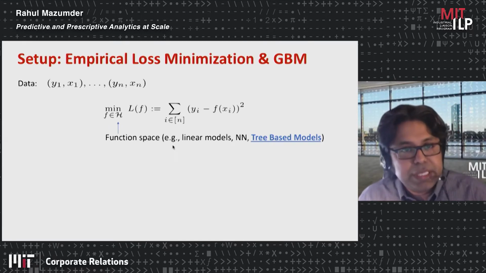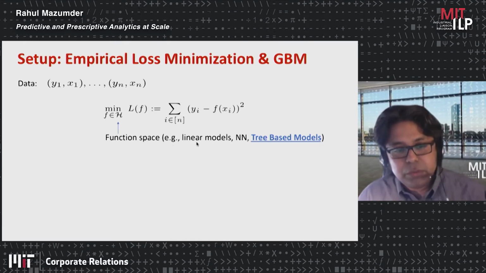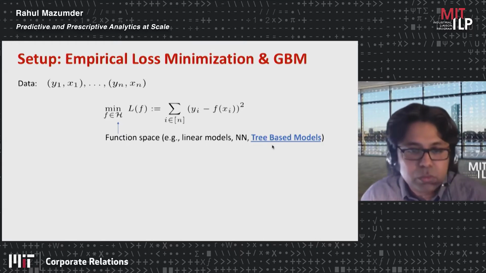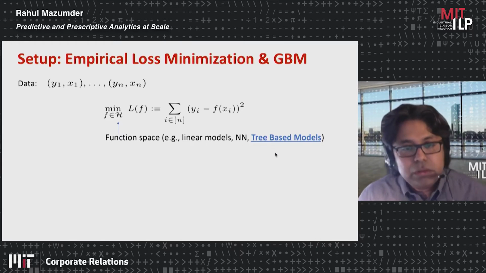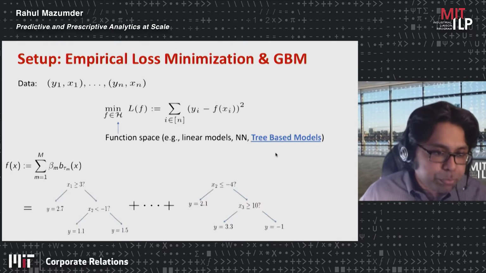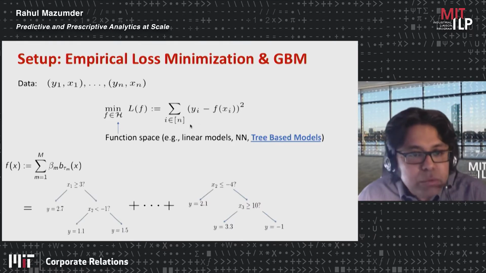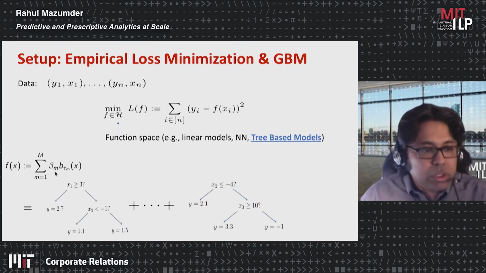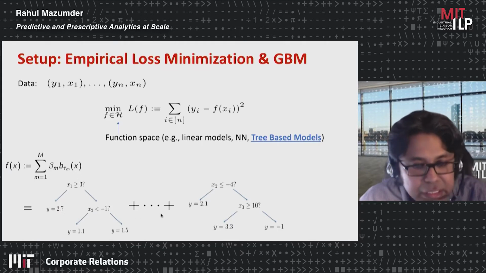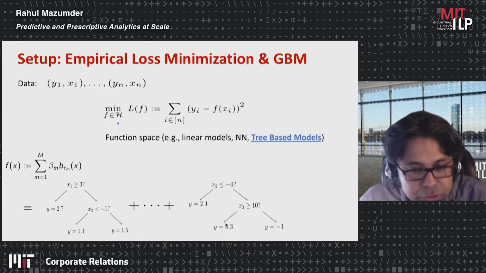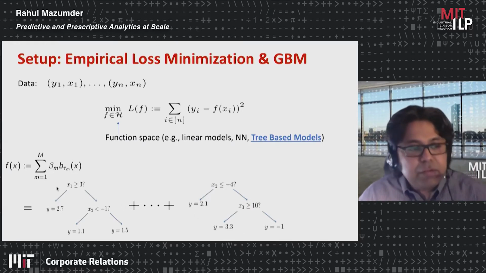This function space can be defined in terms of linear models. It can be in terms of neural networks. And I'll focus mainly on tree-based methods. So gradient boosted machines lead to an ensemble, which is basically a linear combination of trees. So these are going to be the weak learners, and we add them up and then form an ensemble.